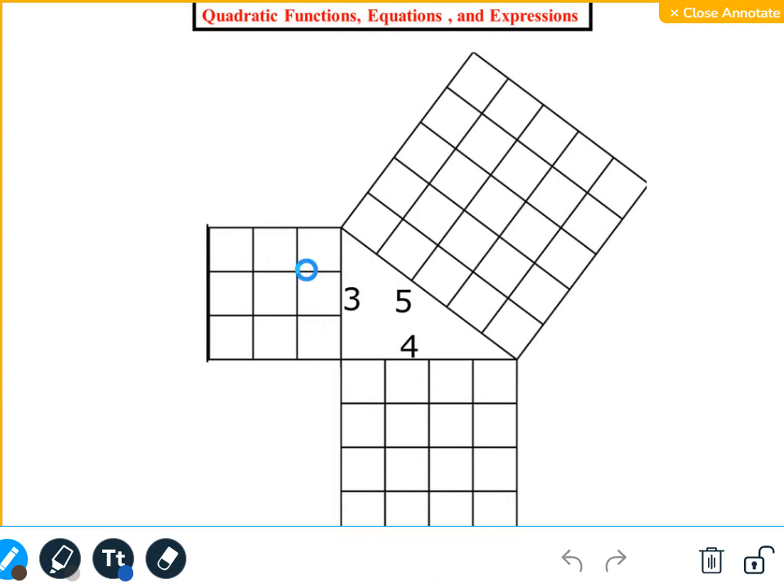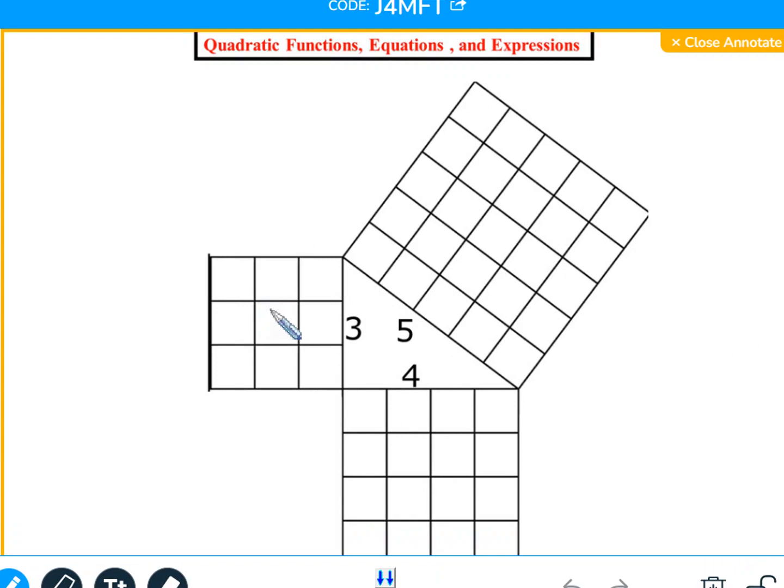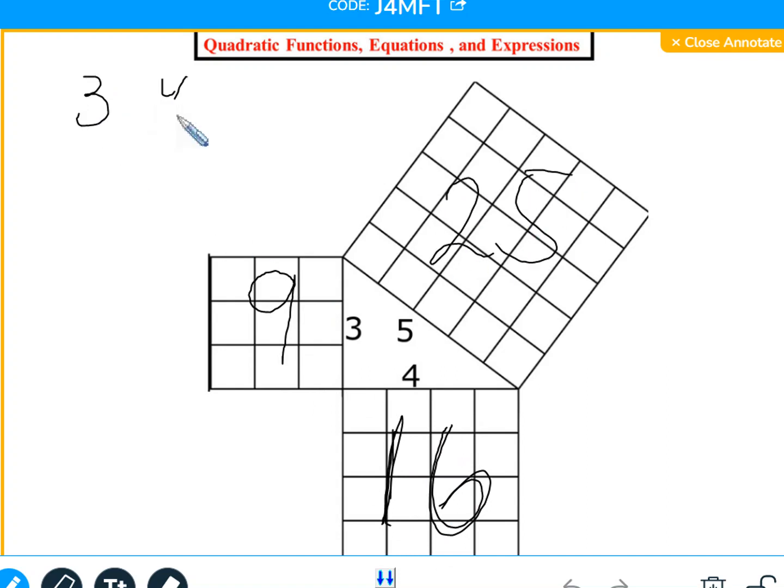Actually, before that, how many squares did we get here? This is how many? 1, 2, 3, 9. Okay. How about over here? 16. Okay. How about over here? 25. All right. So we started with 3, 4, and 5. Now we have 9, 16, and 25. Tell me any relationship that you see. What do you see? Any relationship?